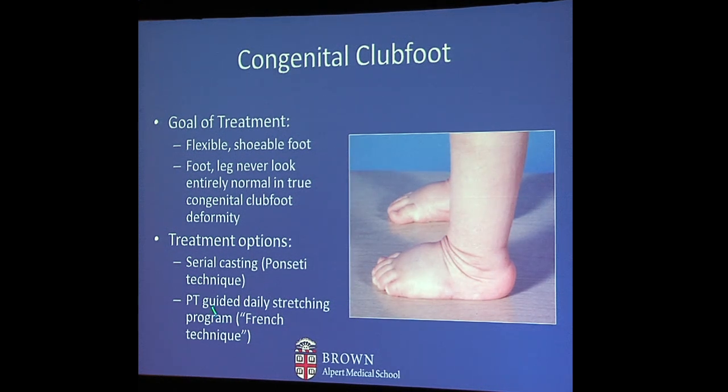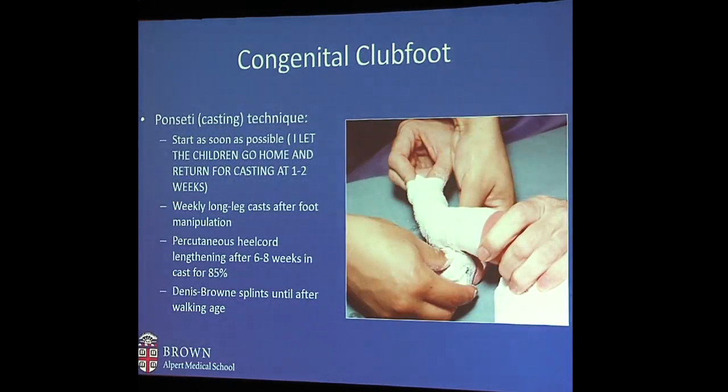The French have a physical therapy guided daily stretching program, so you have to drive the kid to the hospital every day. The French have reduced work hours now, so they probably don't work enough to do this. So we'll just talk about the Spanish, like Dr. Ponseti, very hardworking people. So we'll talk about that. So this should be started as soon as possible.